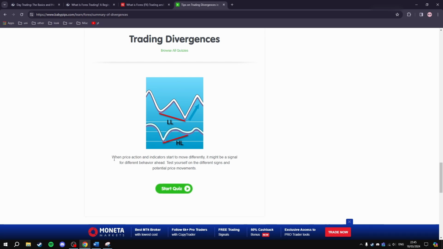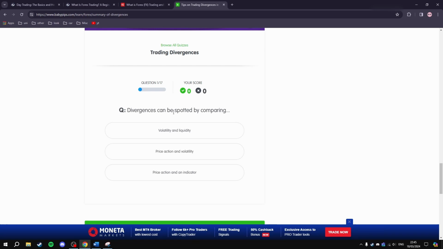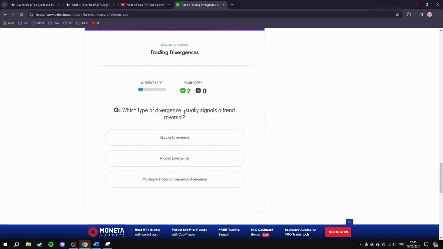Cool, trading divergences. When price action and indicators start to move differently, it might be a signal for different behavior ahead. Test yourself on different signs and potential price movements. Let's go. Divergences can be spotted by comparing price action and indicator. What are two types of divergences? Regular and hidden. Which type of divergence usually signals a trend reversal? That's a regular one. In a regular bullish divergence, if price is making lower lows, the oscillator should be making higher lows.